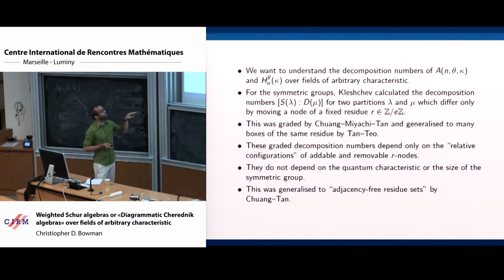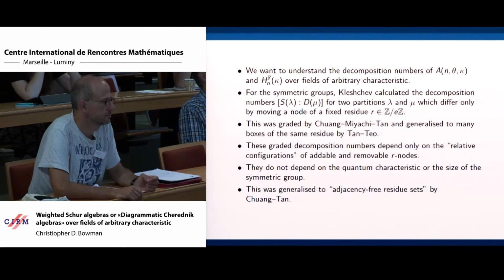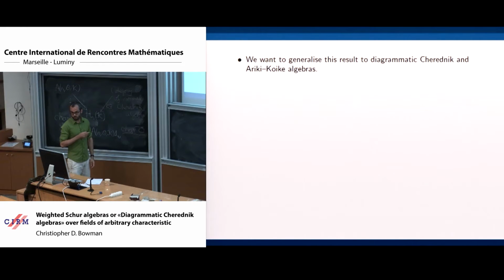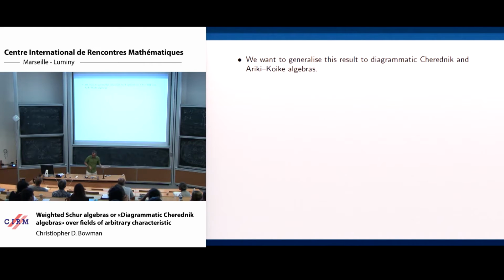And then you can generalize it slightly if you pick 2 residues that aren't next to each other. If you have residue r, you're not allowed r plus or minus 1. Then you can generalize all this as well. So this is the state of the art for the symmetric group. Now, we want to generalize this result to diagrammatic Cherednik algebras and more general Ariki-Koike algebras. We also want to explain this bizarre thing where it doesn't depend on the quantum characteristic or the number n.